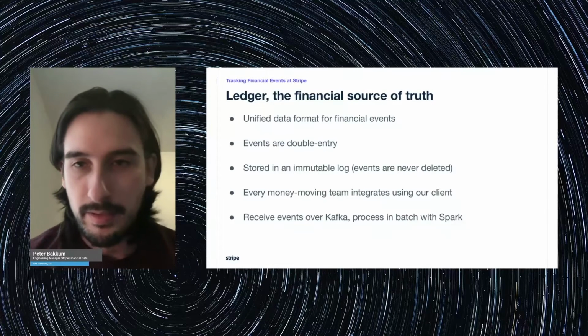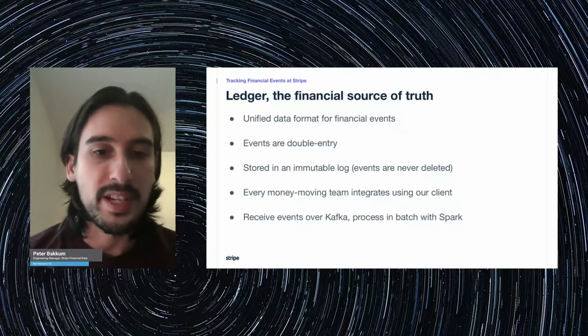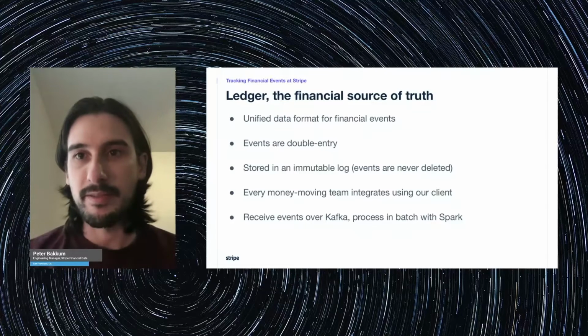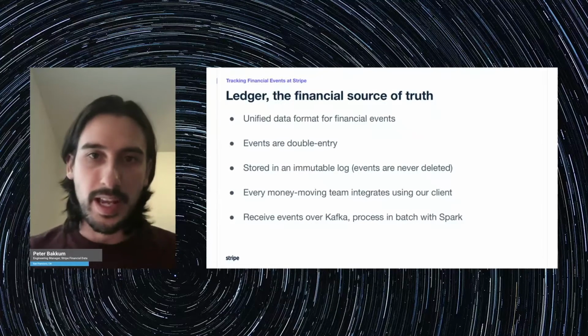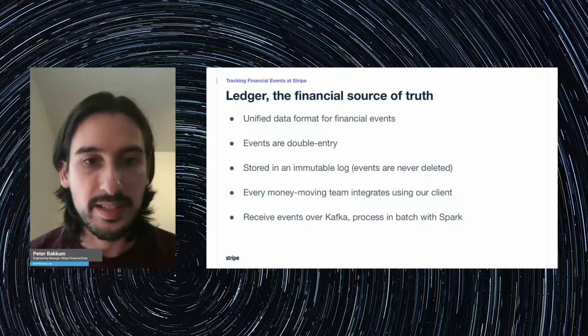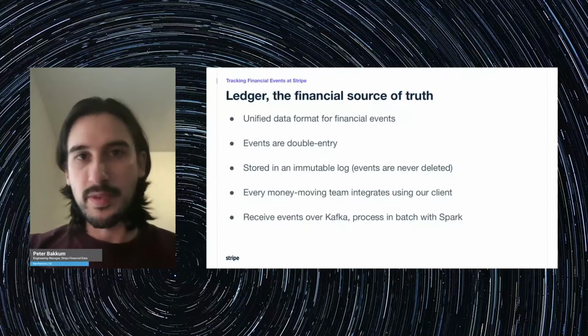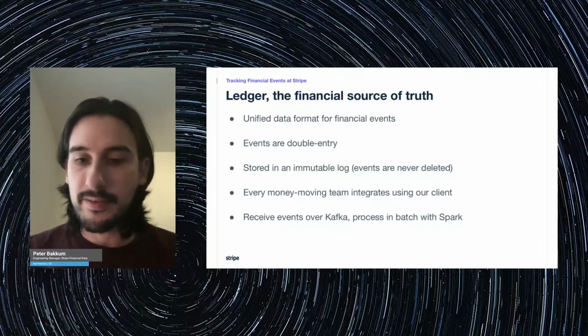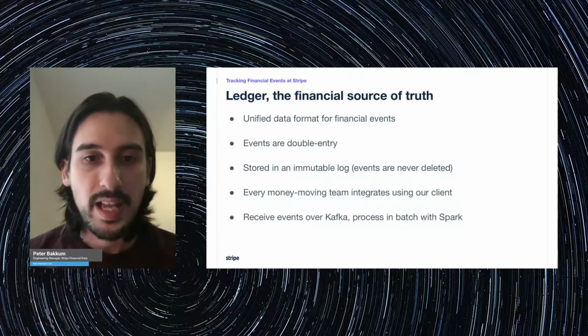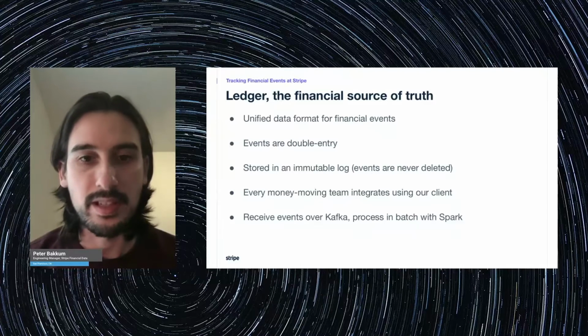Every team that moves money then must integrate with this system. And so we have a client-side library that they use. We call it a bookkeeper, and they use this to log events into the system. And just a brief description of the architecture, we receive events over Kafka from upstream teams, and we process these events in Spark.